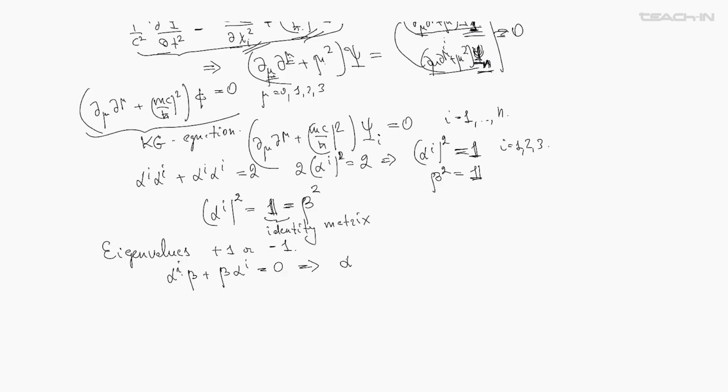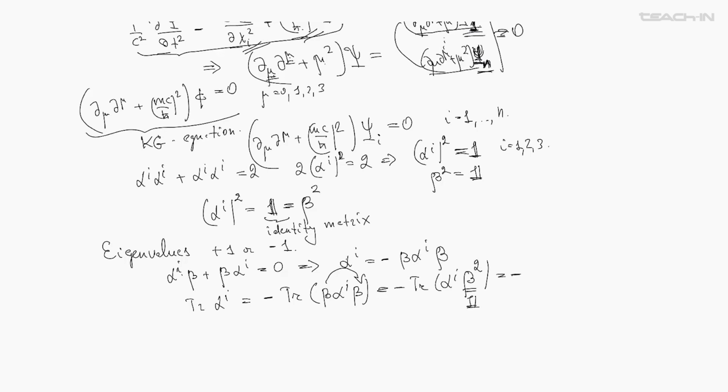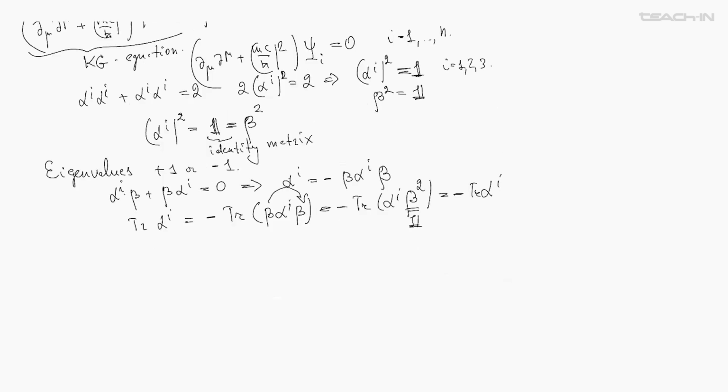And now I take a trace. Trace of alpha I is minus trace of beta alpha I beta. Trace is cyclic, so under the trace I can put this beta to the other side cyclically. So I get beta squared, but beta squared is 1, the identity matrix, and I get minus trace alpha I. So trace alpha I is equal to itself with a minus sign, which is only possible if trace alpha I is equal to 0. Right?